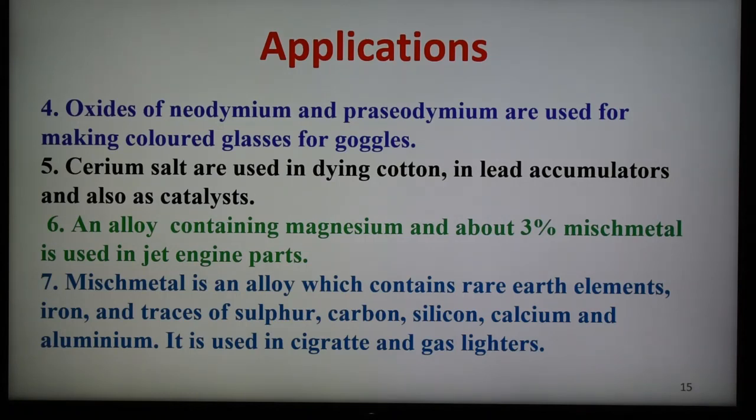Today we have discussed in detail the inner transition elements, that is the lanthanide series, including their properties, electronic configuration, oxidation state and magnetic properties. After that we also saw the lanthanide contraction and the applications of the lanthanide series elements. We stop here today, and in the next lecture we are going to discuss the details about the actinides.